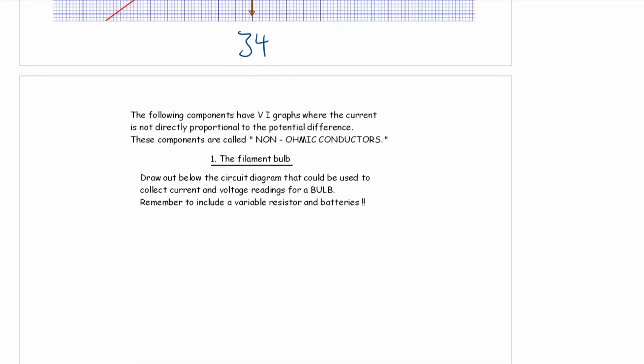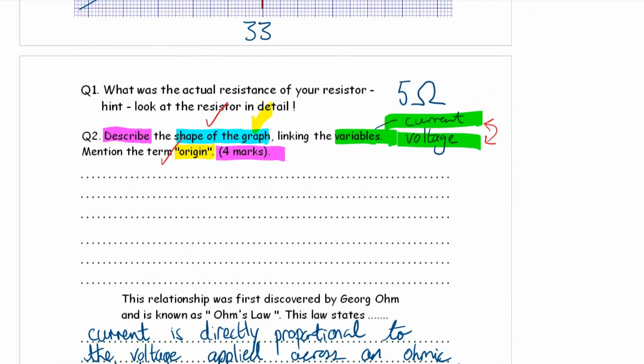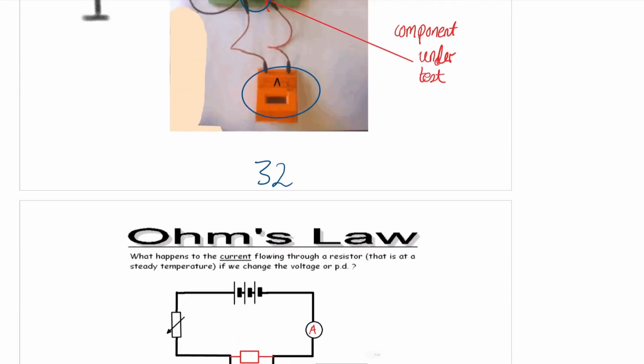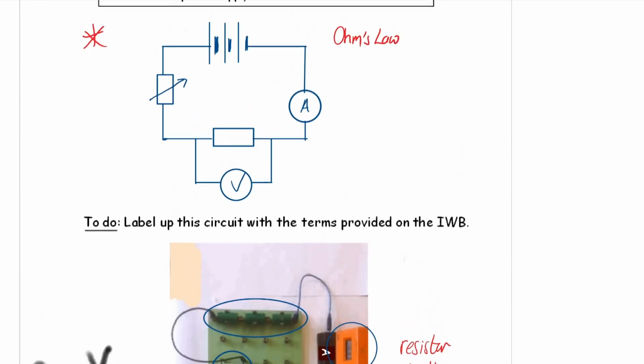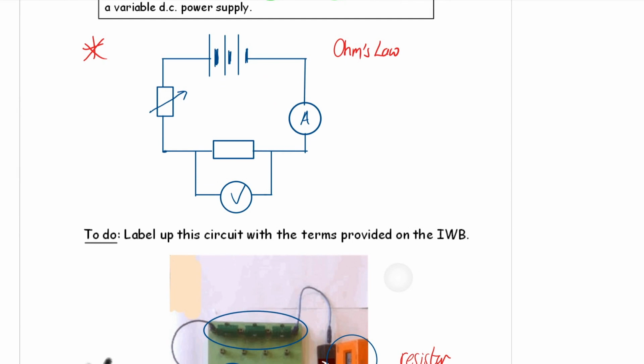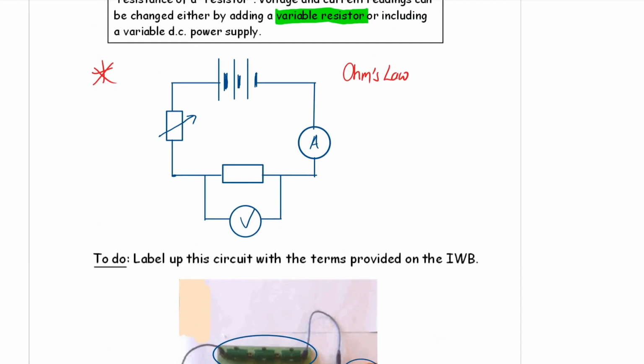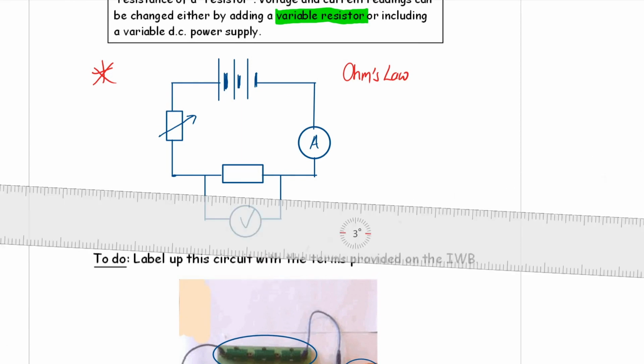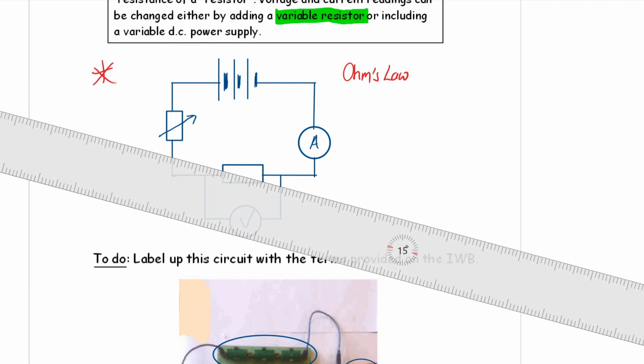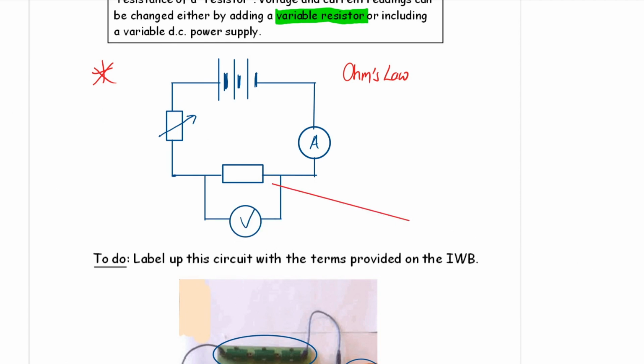What you're doing here then is exactly the same circuit diagram as, it could be that one or the one that you drew there. The only thing you're changing is the component under test. And the component under test is this here. In that first example, of course, it was a fixed resistor. On the next one, it needs to be a bulb.